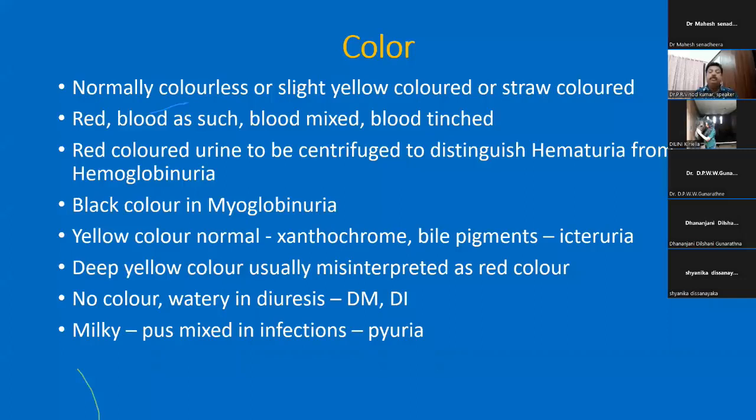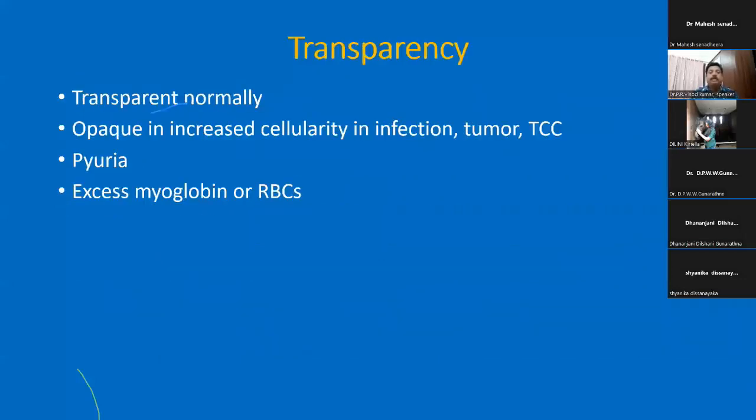And urine becomes milky. Urine will become scanty and turbid in pus mixed urine. It is very obvious, it can be seen, or when you take a sample of urine, it can be seen. That is known as pyuria. So that shows the color of the urine. Then transparency of the urine. When it becomes turbid, the transparency will be lost. So with increased cellularity, transparency will be lost.